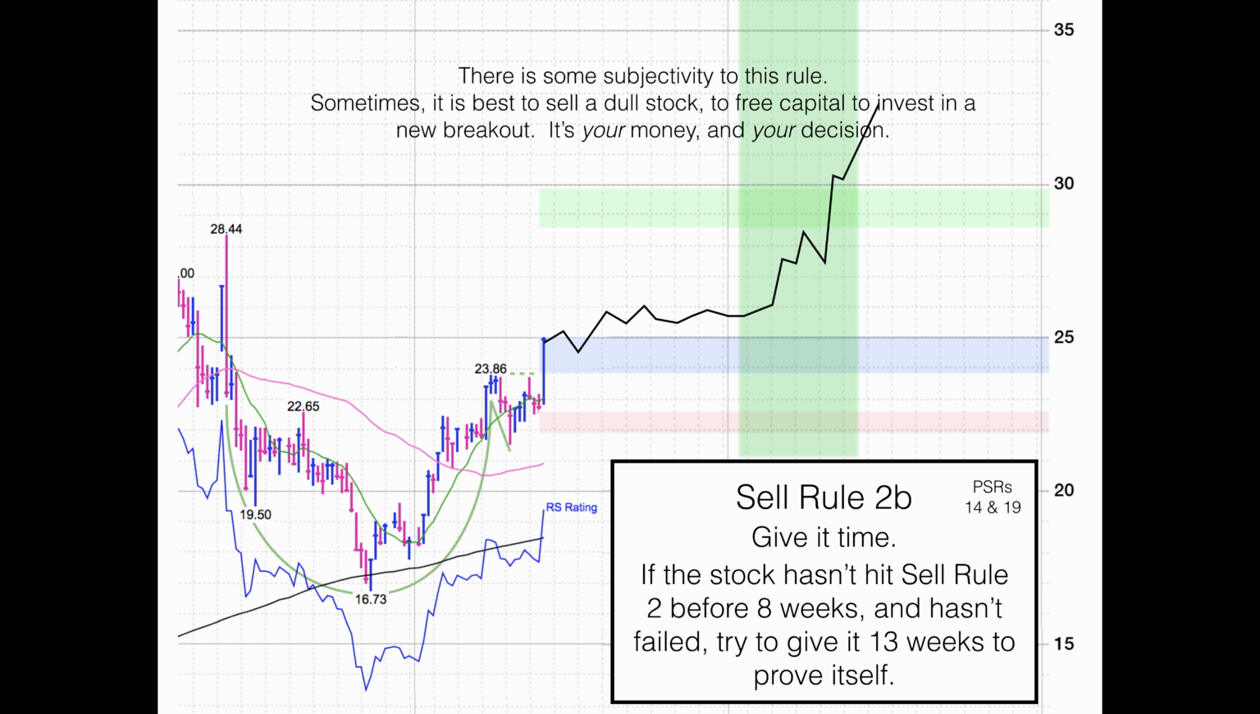It's okay to sell it before the 13 weeks is up and redeploy your capital. It's your money and your decision. So you have some subjectivity here. It's not hard and fast that you have to hold a stock for 13 weeks, but it's just a guide that some of these stocks take a little longer, and to be patient. You haven't gotten into trouble with this one yet, maybe give it some time.